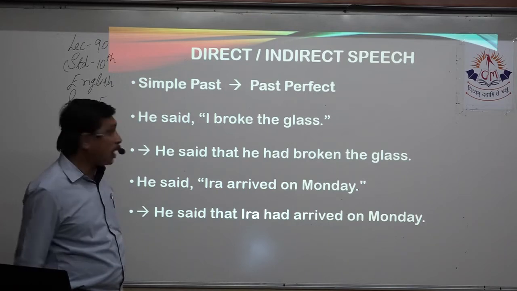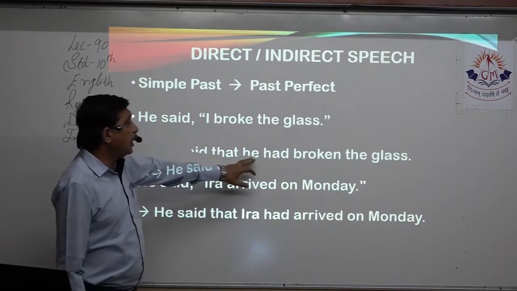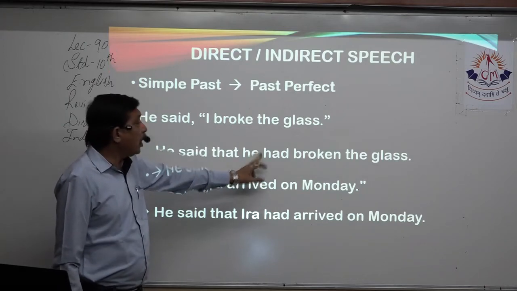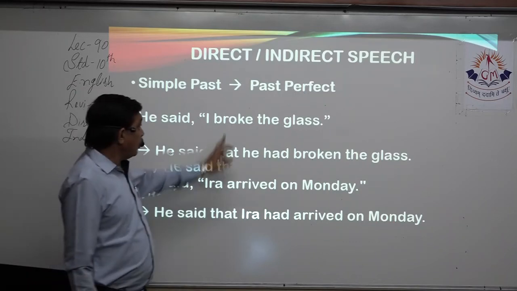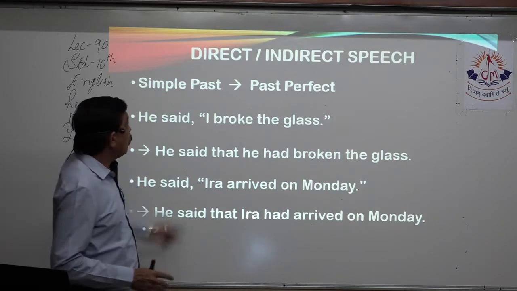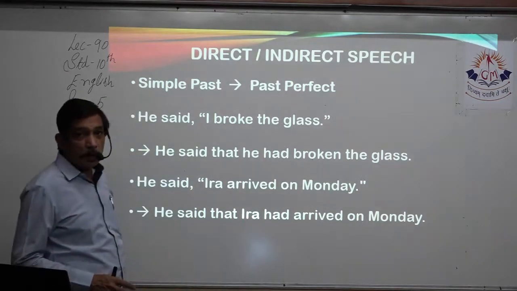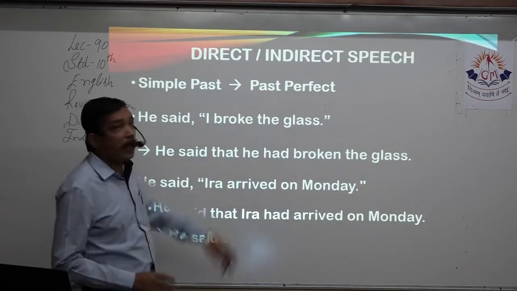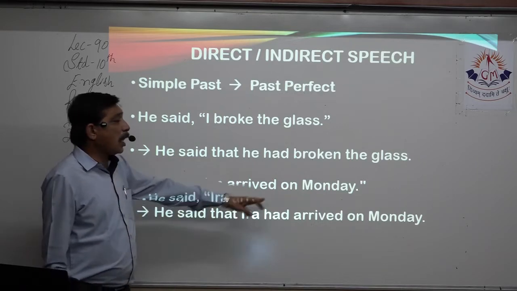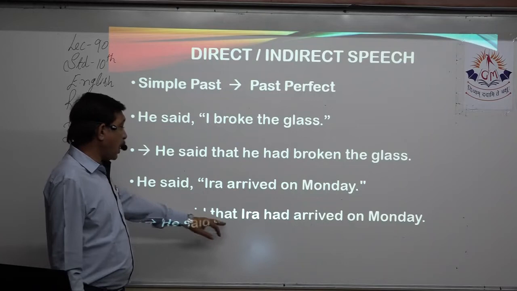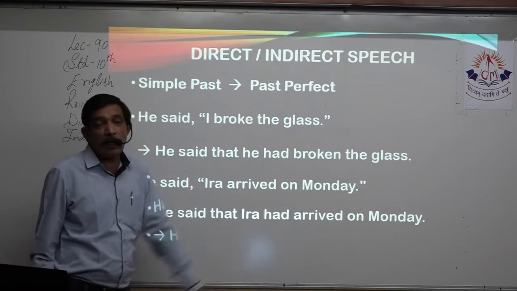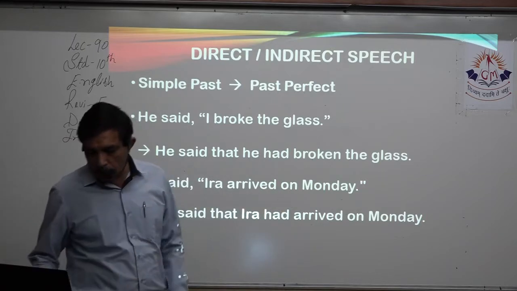Had plus past participle. So he said that he, because it is I pronoun, it changes to third person, he. Then had, and broken: break, broke, broken. So for past perfect, we have to use the past participle of the main verb, right? So he said that he had broken the glass. Same way, he said Ira arrived on Monday. He said that Ira remains the same, arrived, that is past tense. So had arrived on Monday.